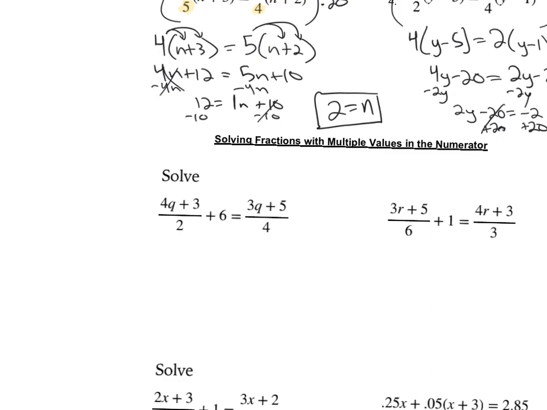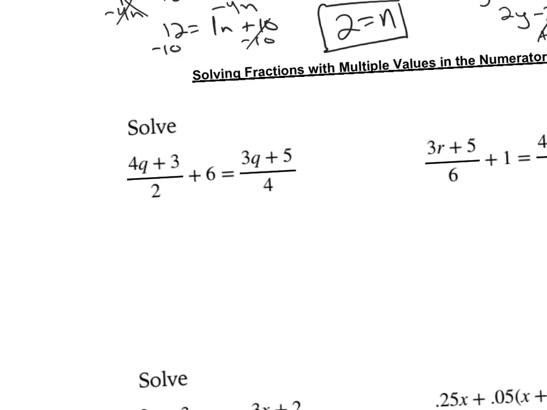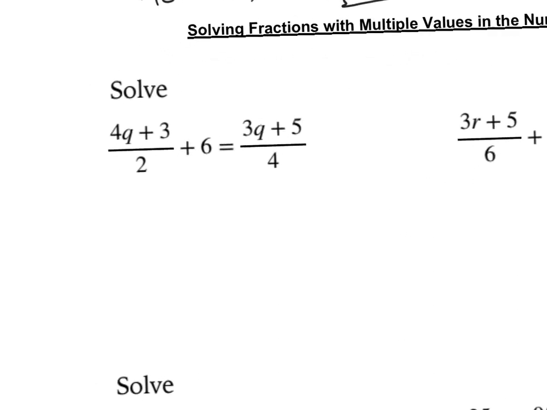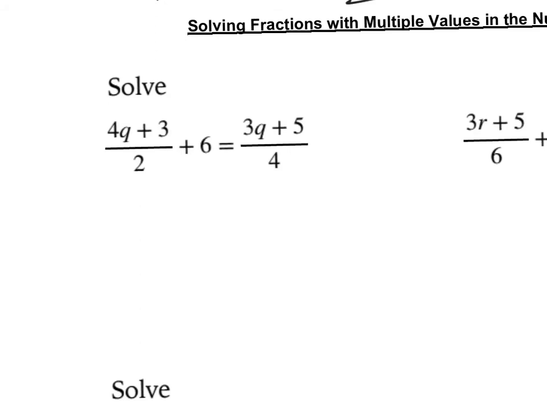So here we're solving with fractions with multiple values in the numerator. So once again, we want to kill the fractions to begin, so we always want to find the number that we're going to use to multiply and kill those fractions by taking the denominators, multiplying them together. So 2 times 4 is 8. So I'm going to multiply this whole thing by 8.